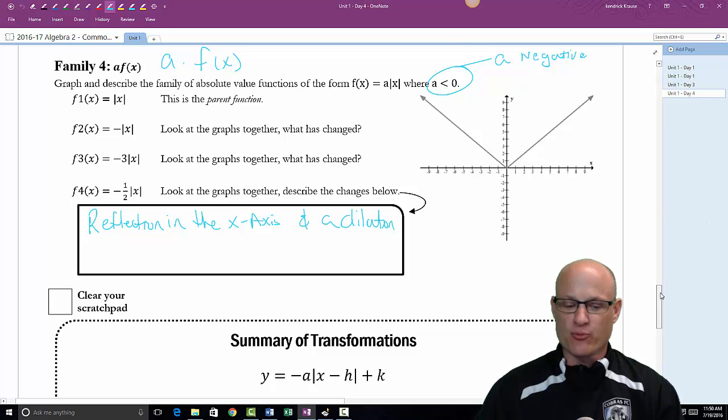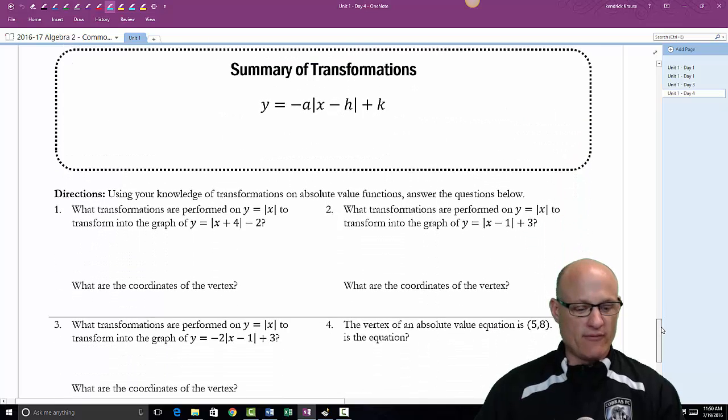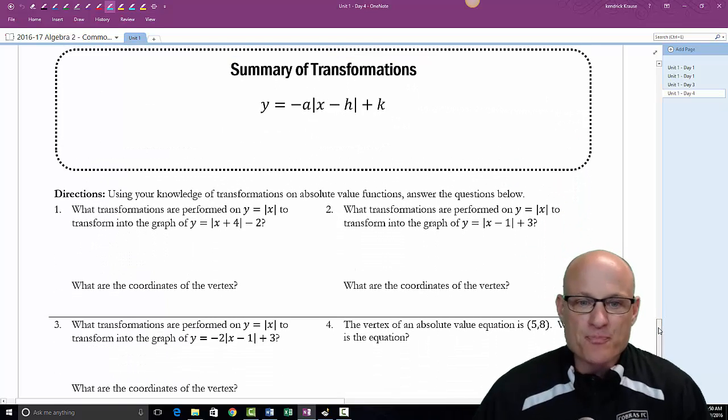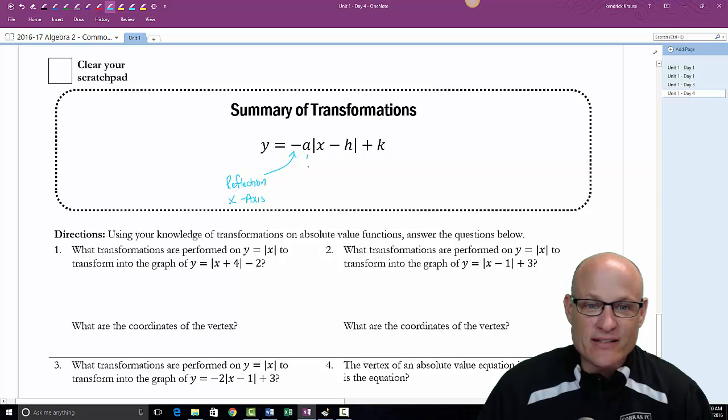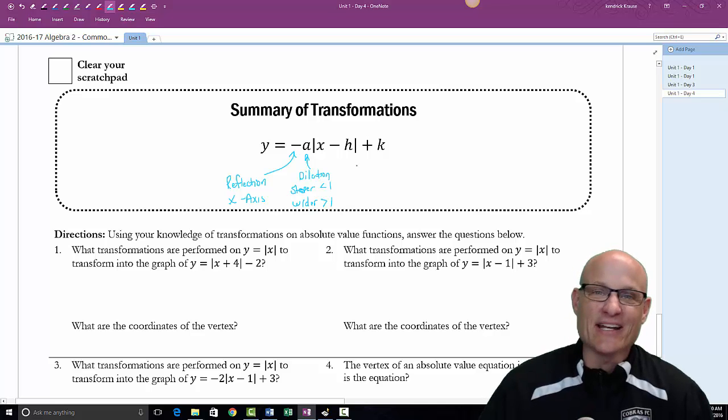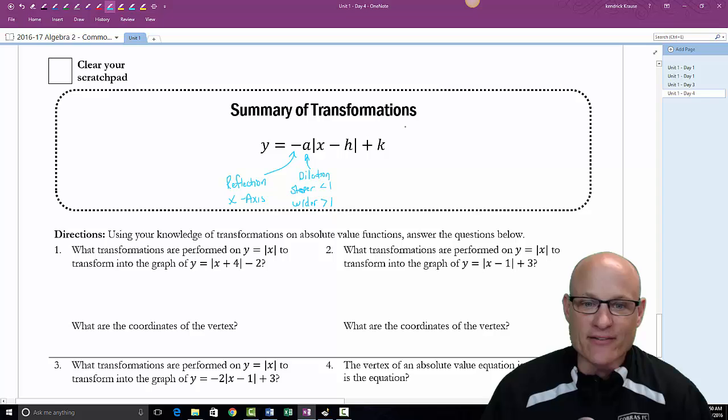So let's do a brief summary of our translations. The negative in front is a reflection in the x-axis. This is a dilation. It's either going to be steeper, less than 1, or wider, greater than 1, and vice versa for the negatives.